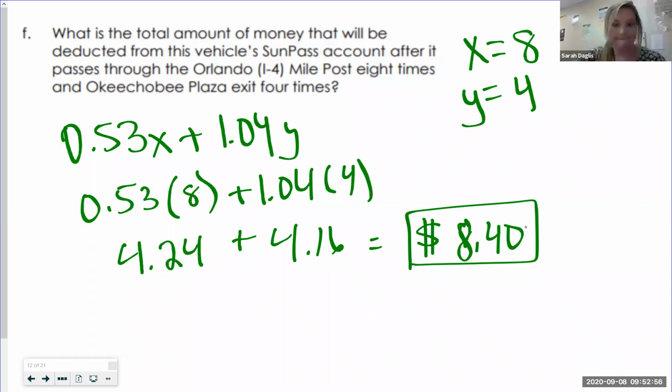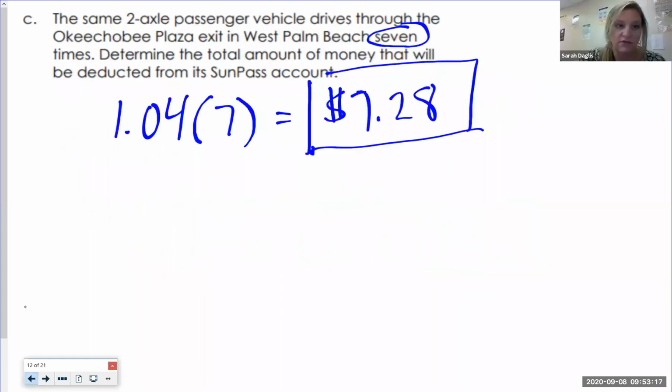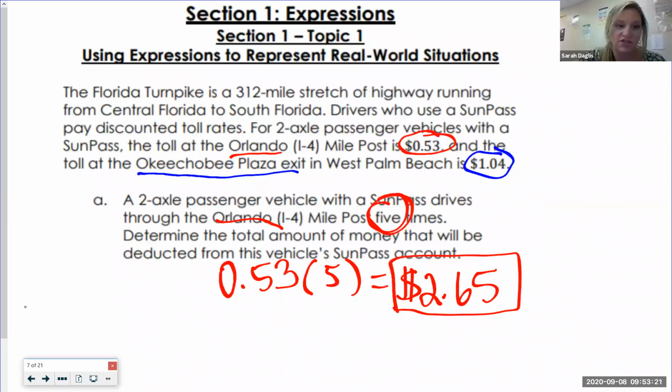Okay, any questions? I'm going to pause for a second before we go to our next example. That was the first example, lots of information, lots of stuff we could do with it. $1.04 came from the information in the very beginning description of our problem. So it came from right here. It told us that $1.04 is what it costs to go through the plaza exit. Any other questions? No, we're good? Okay. All right, we're going to move on to our next example.